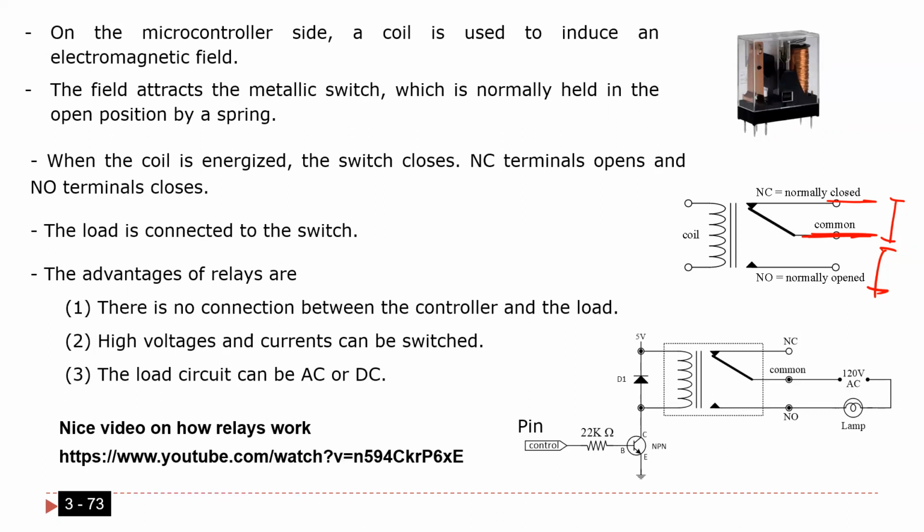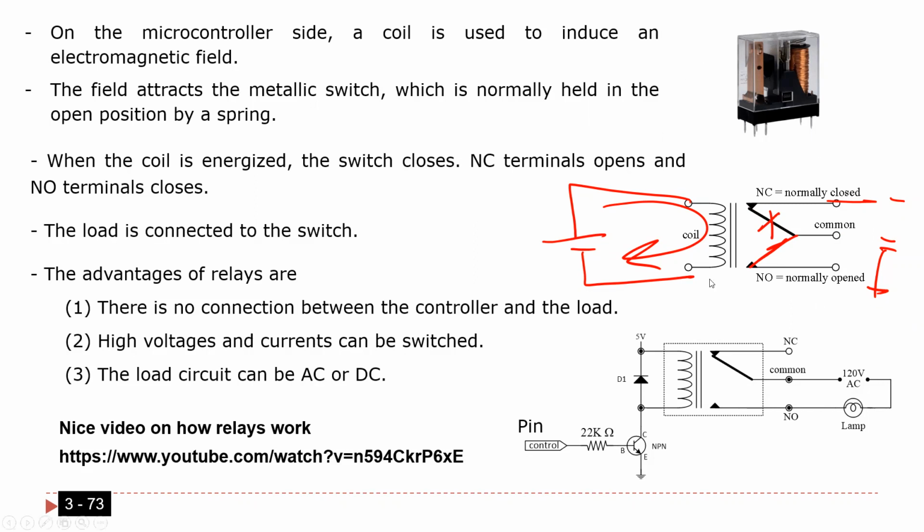That means if you don't energize the coil, if there is no current in the coil, this one here is closed and this one here is open. That's why it's called normally. The word normally here means the coil is not energized, there is no current. However, if you connect supply here and energize the coil, it becomes a magnet. You know, when you have a coil and you energize it, it becomes a magnet. Because it's a magnet, it's going to pull this one and bring it here, so this one is not connected this way anymore.